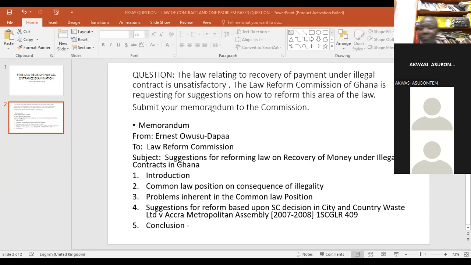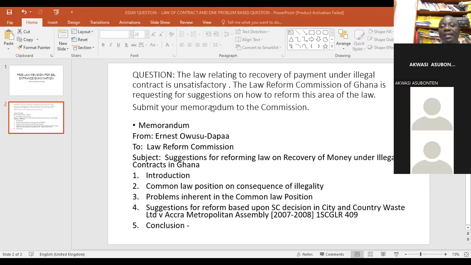So therefore, maybe a good student will, for example, give one or two illustrations of when the court concluded that something was an illegal contract. Remember the case of Pierce and Brooks and so on.